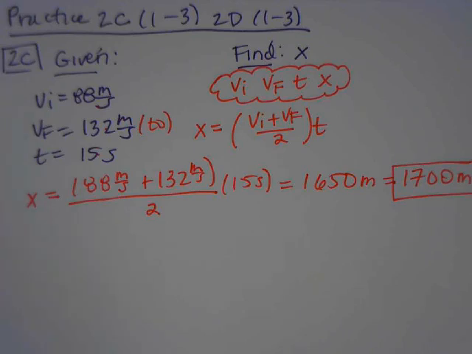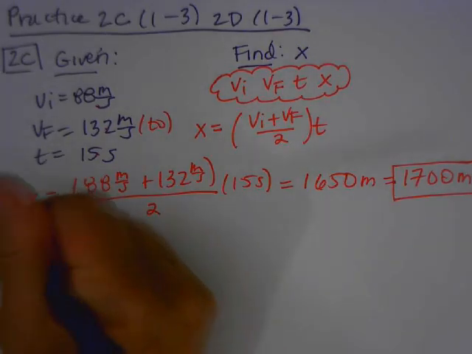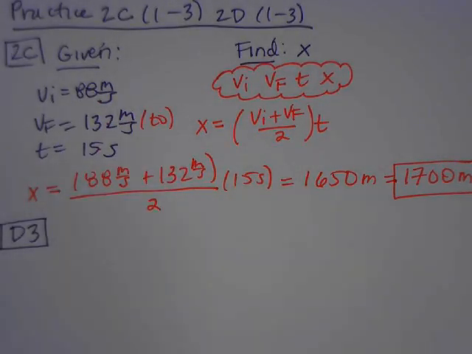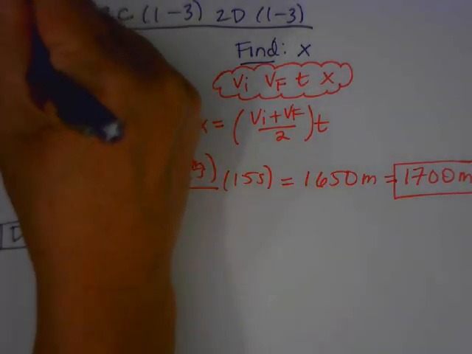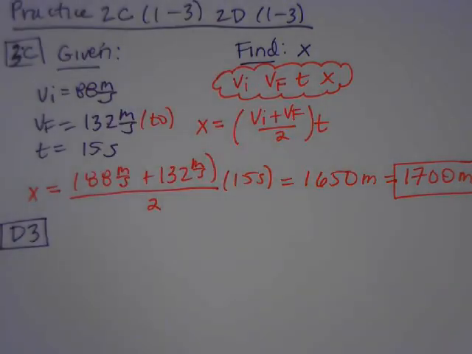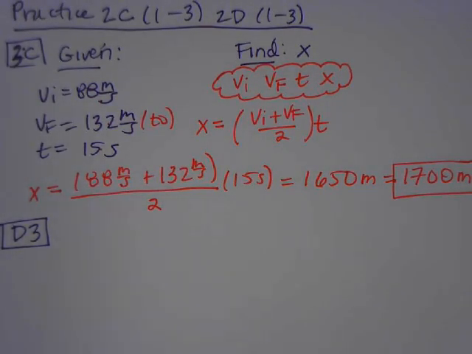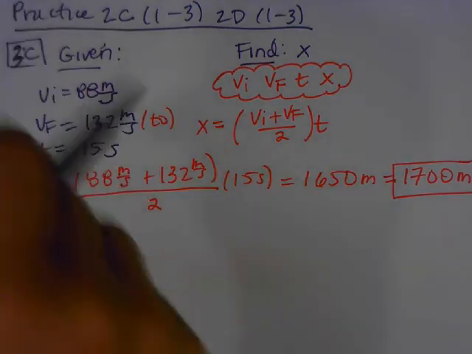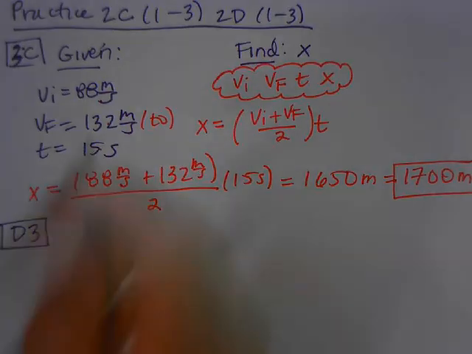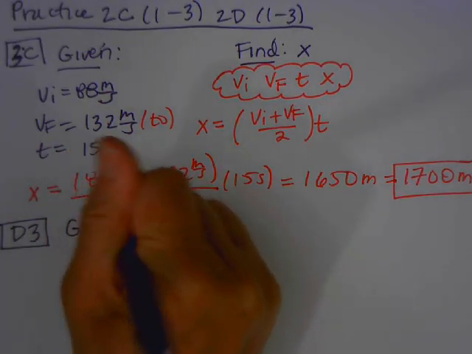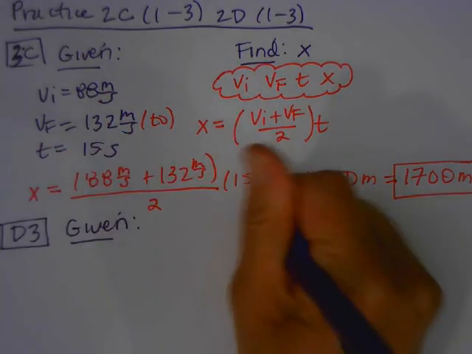Practice D is a different equation. So we're going to do D3. And that other one was C3, not C2. So this was C2, C3, and D3. All right, so again, we're always going to write our given and our find.